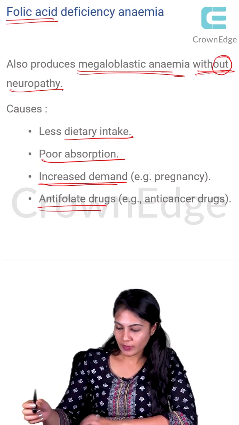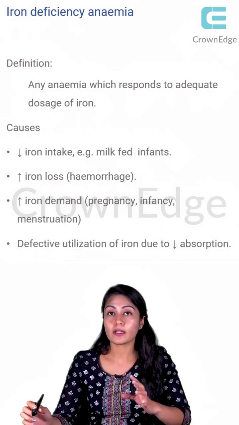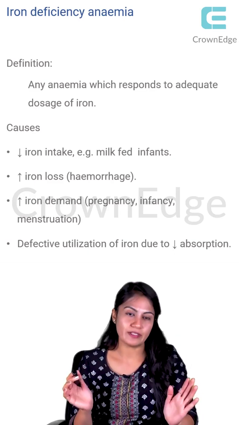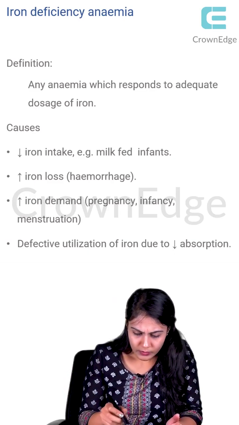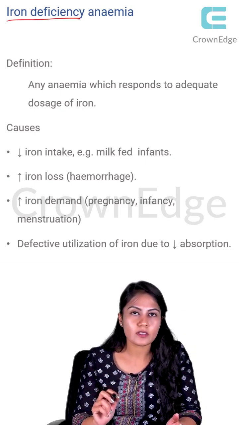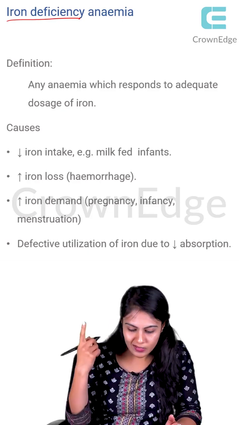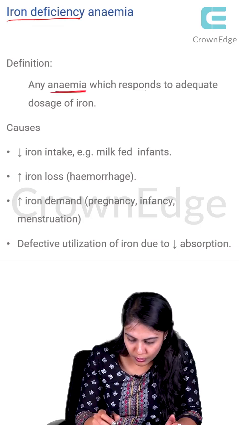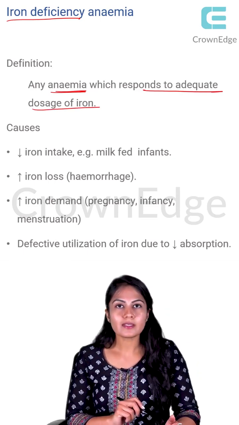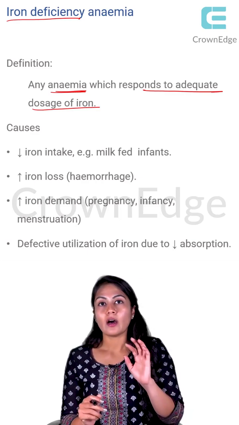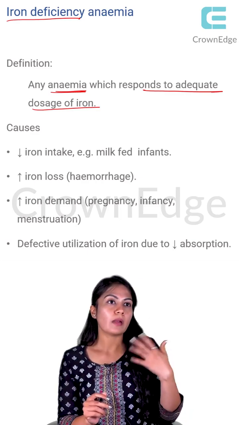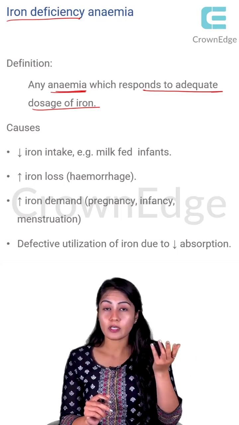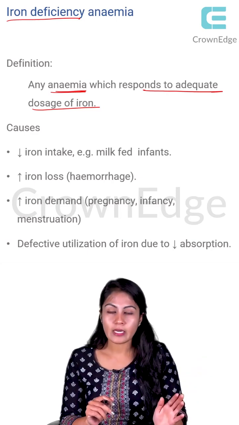So these are the types of megaloblastic anemia. Let's move on to the next type, that is iron deficiency anemia. As I told you, it is the most common anemia, specifically in Indian females. So what is the definition? The name itself suggests there is a deficiency of iron leading to anemia. So if there is an anemia which responds to adequate doses of iron, any anemia, then checking blood samples of all patients to see whether it is iron deficiency or not would take a lot of time and resources.